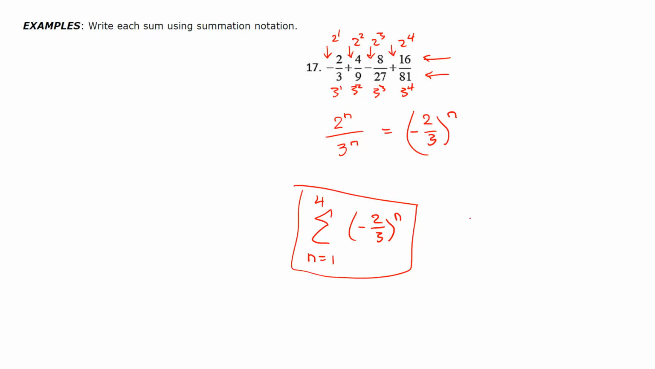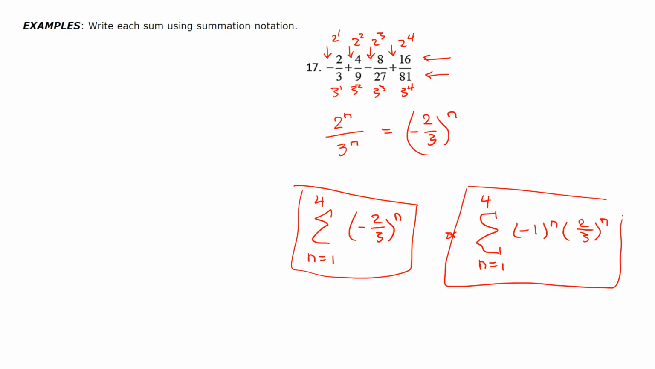Now, I could have represented this as, let me set my summation up, -1 to the power n times 2/3 to the power n. I could have represented it this way, where I separate the negative value from the fraction 2/3, because I know if I multiply anything by a -1, it's going to be positive. So whichever way you see it more clearly works.